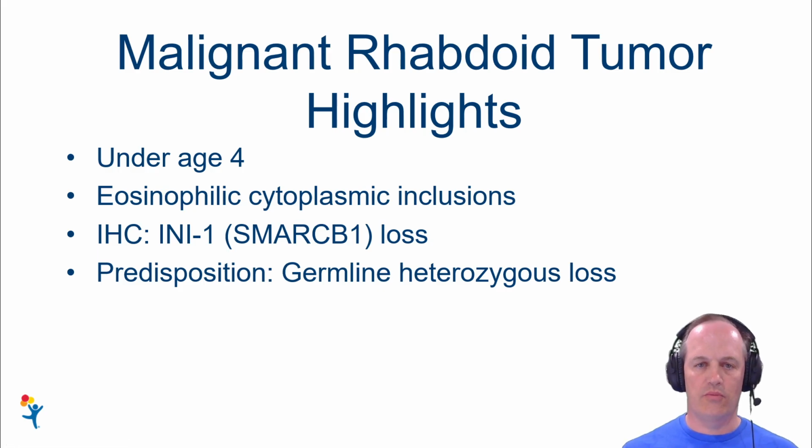So malignant rhabdoid tumor, most of these kids are going to be in the first 3 years of life. That eosinophilic cytoplasm is really going to be a great clue to what this is. And once you do some stains and you see that it loses INI1, you're going to be there. You may want to counsel these patients about germline testing to see if they have a predisposition syndrome. And actually, if you see a patient who has 2 tumors at the same time at presentation or has an ATRT and a soft tissue tumor, that's somebody who's really likely to have a germline predisposition.